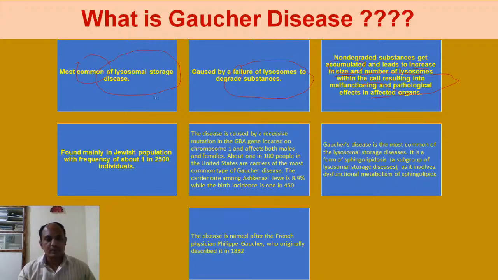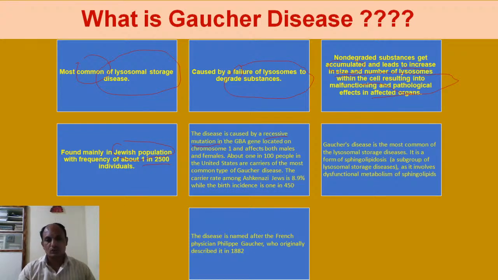Then mainly this Gaucher disease is found in the Jewish population, and the frequency of occurrence of this disease is 1 in 2500 individuals. That is, one individual is suffering from Gaucher disease out of 2500 individuals, and mostly it is common in the Jewish population. Now this disease is caused due to a recessive mutation. As I already told, there is a mutation in genes, and that leads to a defective enzyme, or it causes the deficiency of that particular enzyme.